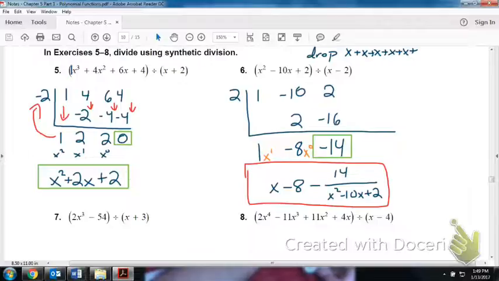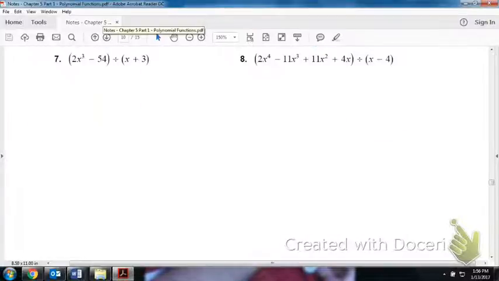So let's try another one. Let's keep on going. I don't want you to try the next one just on your own just yet because it's got a little bit of a trick to it that you've got to just see once and you'll be good. All right, the next one. The next one's more of the same.